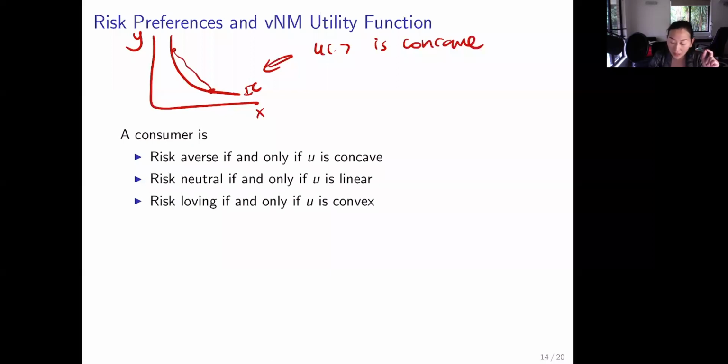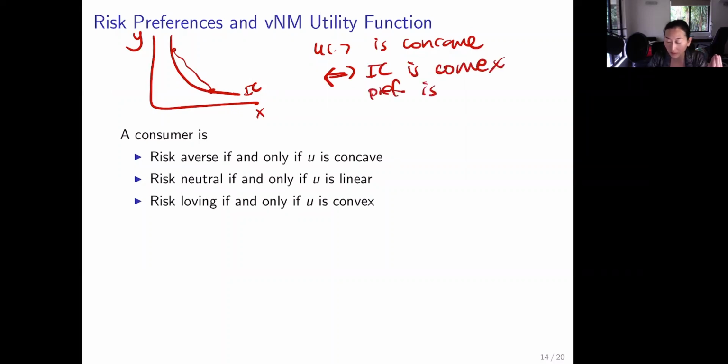It's just one of the properties. If the utility function is concave, then the preference is convex, or the indifference curve is convex. We didn't discuss this in this course because I think it's too advanced for this course. It's just the property that if you have a concave utility function, your preference is going to be convex and the indifference curve is going to be convex.